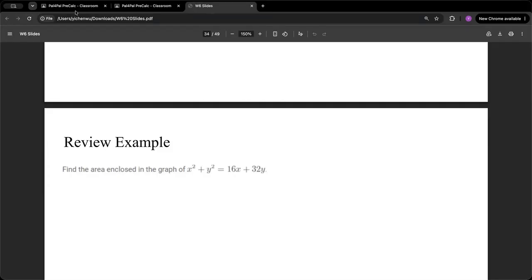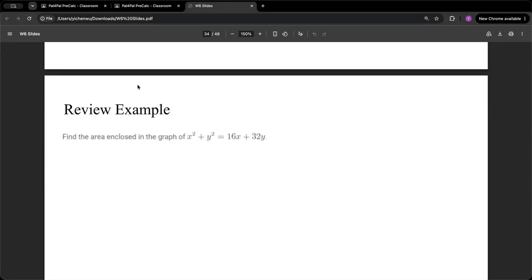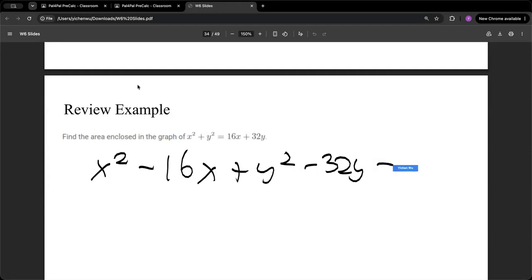Okay, so I'm going to go over this question now. For this question, we can complete the square here. We can move everything to one side first. Then completing the square means adding a 64 here, and adding a 256 here. So you also add them on this right hand side.